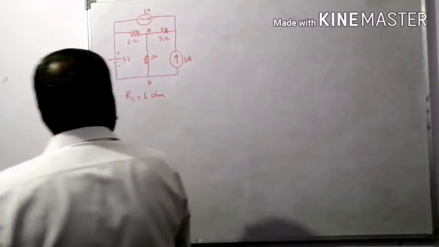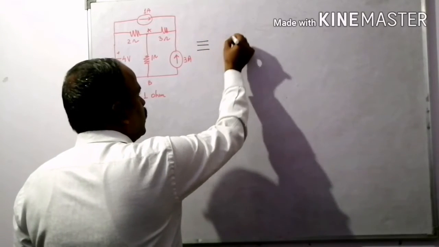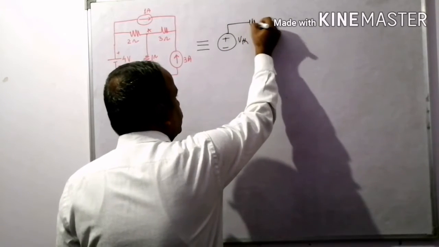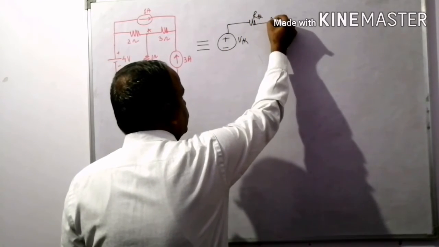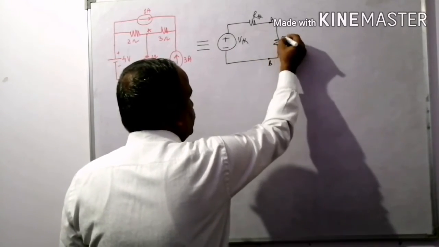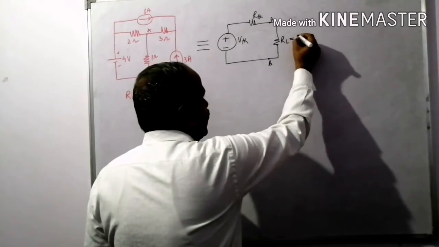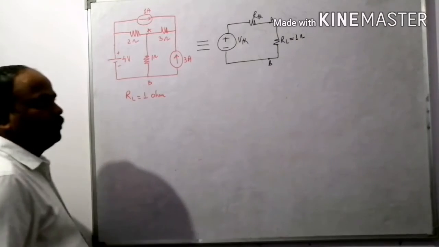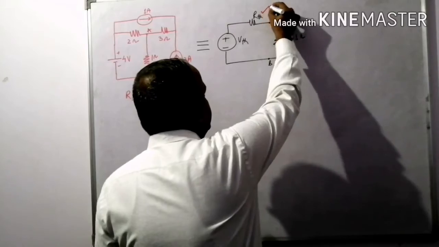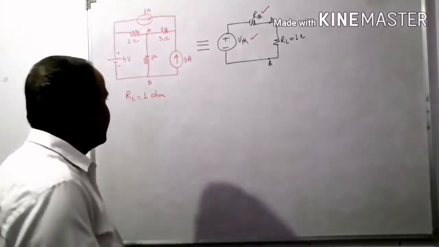Okay. To solve this problem with the help of Thevenin theorem, first of all I am going to draw the equivalent circuit diagram containing VTH, RTH and RL, as shown in the equivalent circuit diagram, and the value of RL is 1 ohm. Right? Now our task is to calculate RTH and VTH. So first of all, RTH.